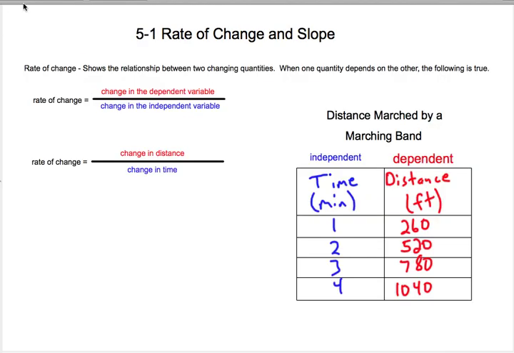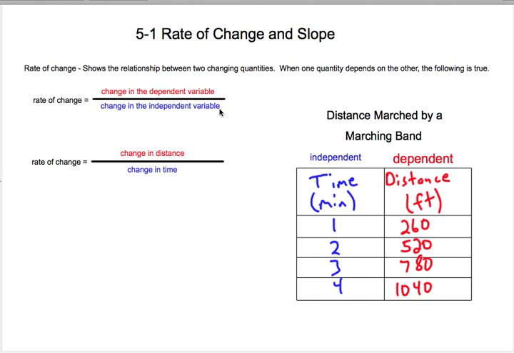Hello, in this video I'll be talking about rate of change and slope. The definition of rate of change is right here. It shows the relationship between two changing quantities. So when one quantity depends on another, the following is true: the rate of change equals the change in the dependent variable over the change in the independent variable.